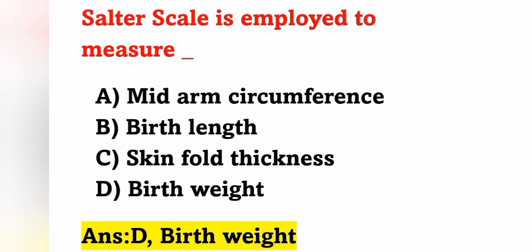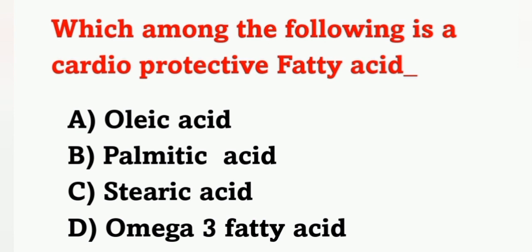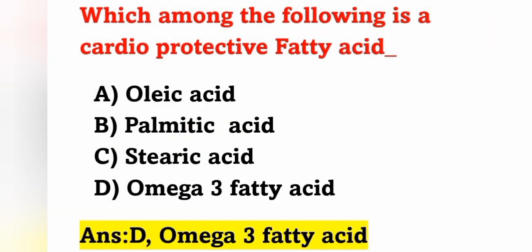And the next question, which among the following is a cardioprotective fatty acid? Option A oleic acid, option B palmitic acid, option C stearic acid, option D omega-3 fatty acid. Correct answer, option D, omega-3 fatty acid is a cardioprotective fatty acid.